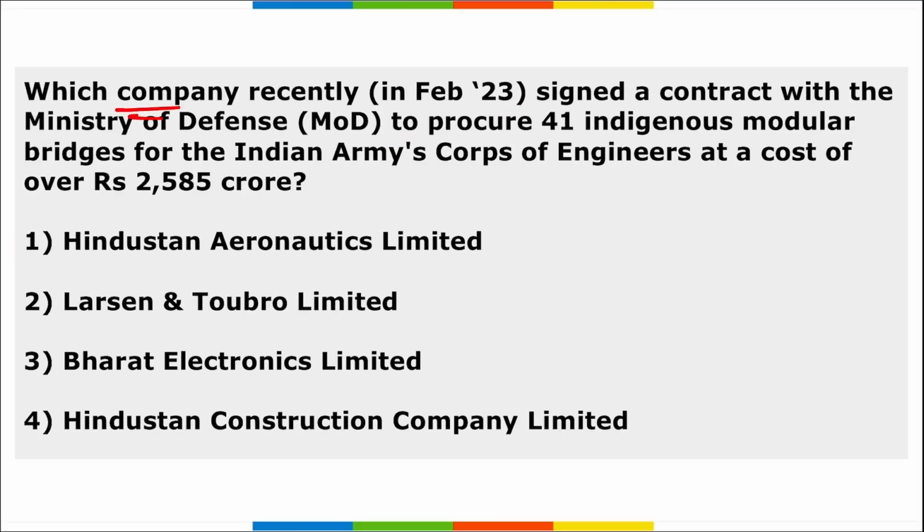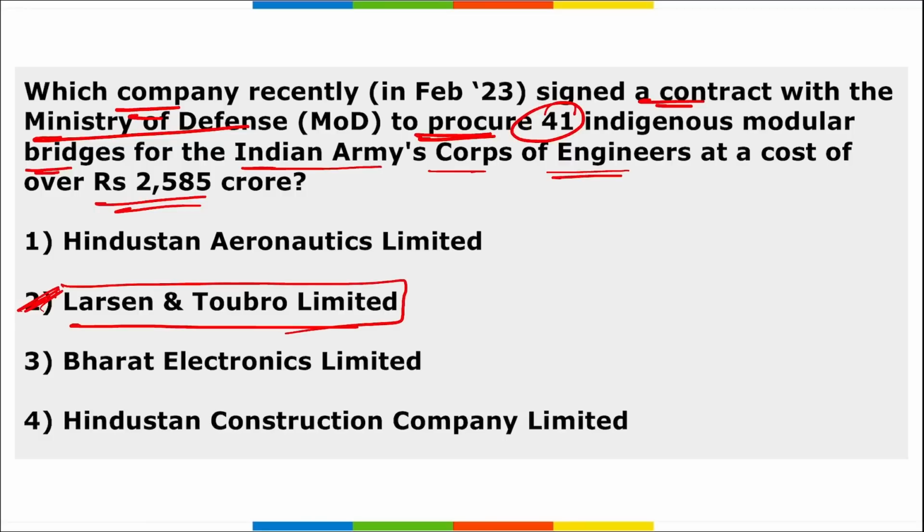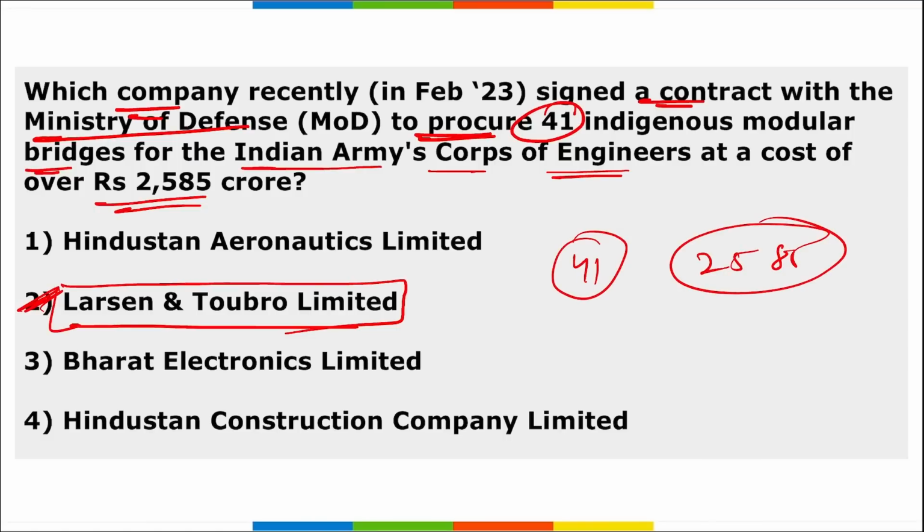Next, which company recently signed a contract with the Ministry of Defense to procure 41 indigenous modular bridges for the Indian Army's Corps of Engineers at the cost of 2,585 crore rupees? So, which is the company? Correct myself, it is your L&T, that is Larsen and Toubro. I repeat, L&T signed a contract with the Ministry of Defense to procure 41 indigenous modular bridges for the Indian Army at a total cost of 2,585 crore rupees.